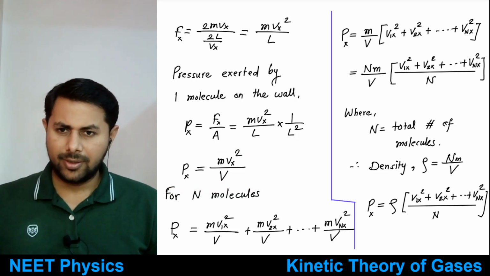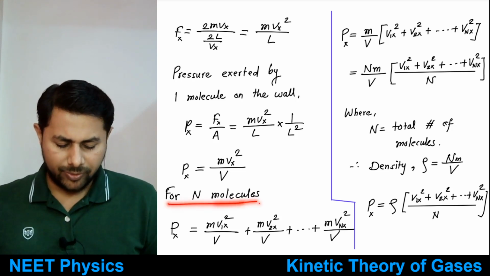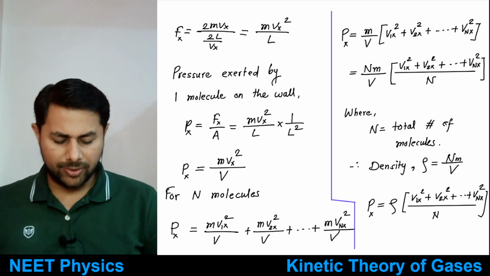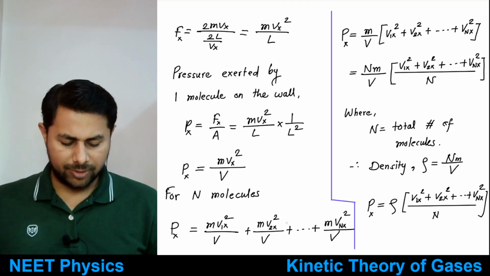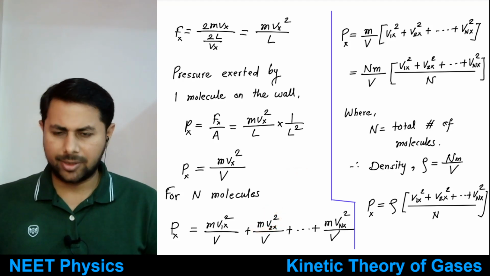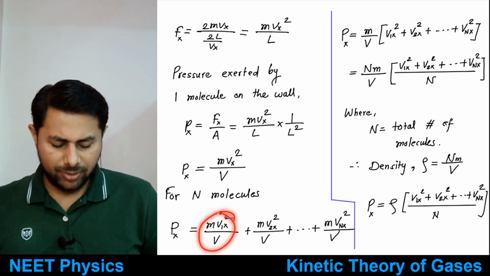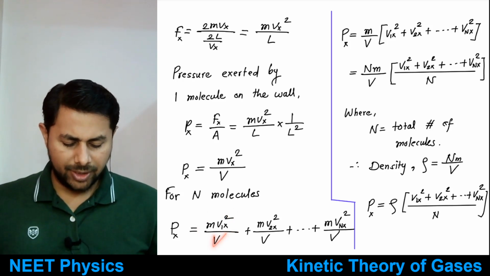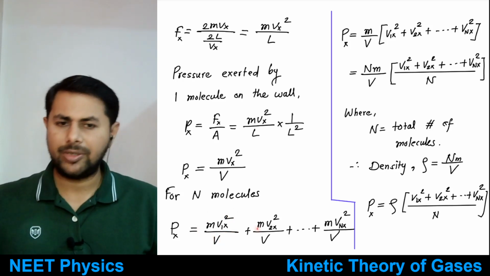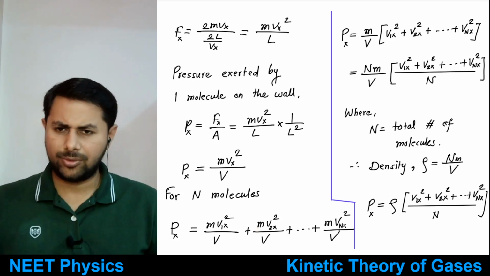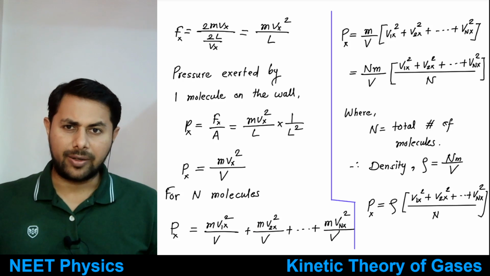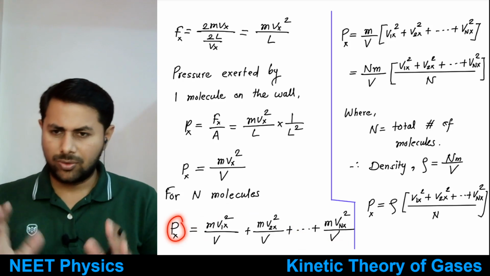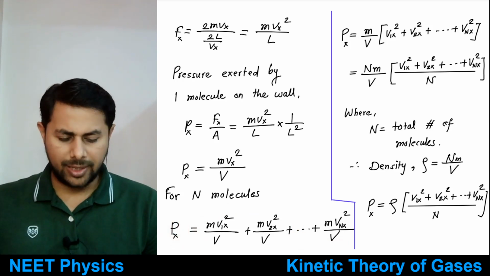Okay. So then for n molecules, what would be the pressure? Suppose the speed of the first molecule is v1x, the second molecule is v2x, the third molecule is v3x, and so on and so forth. Then the pressure due to the first molecule would be m times v1x square upon V. The pressure due to the second molecule would be m times v2x square upon V. The pressure due to the third one would be m times v3x square upon V. So you just add up the pressure due to all molecules and you get the total pressure in x direction.